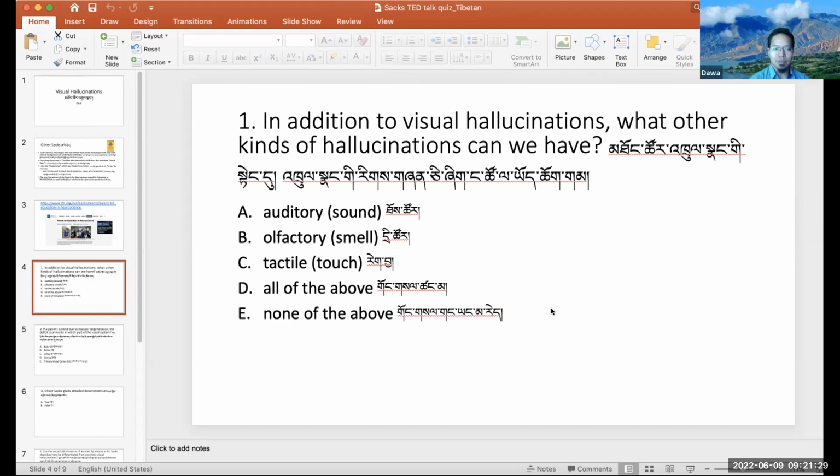Also because the sound sometimes we hear some sound that other people or our friends and our neighbors don't usually hear. That's why I think there could be auditory or sound hallucination. So A is correct. Yes, we can have auditory hallucinations, but why have you not included B or C?